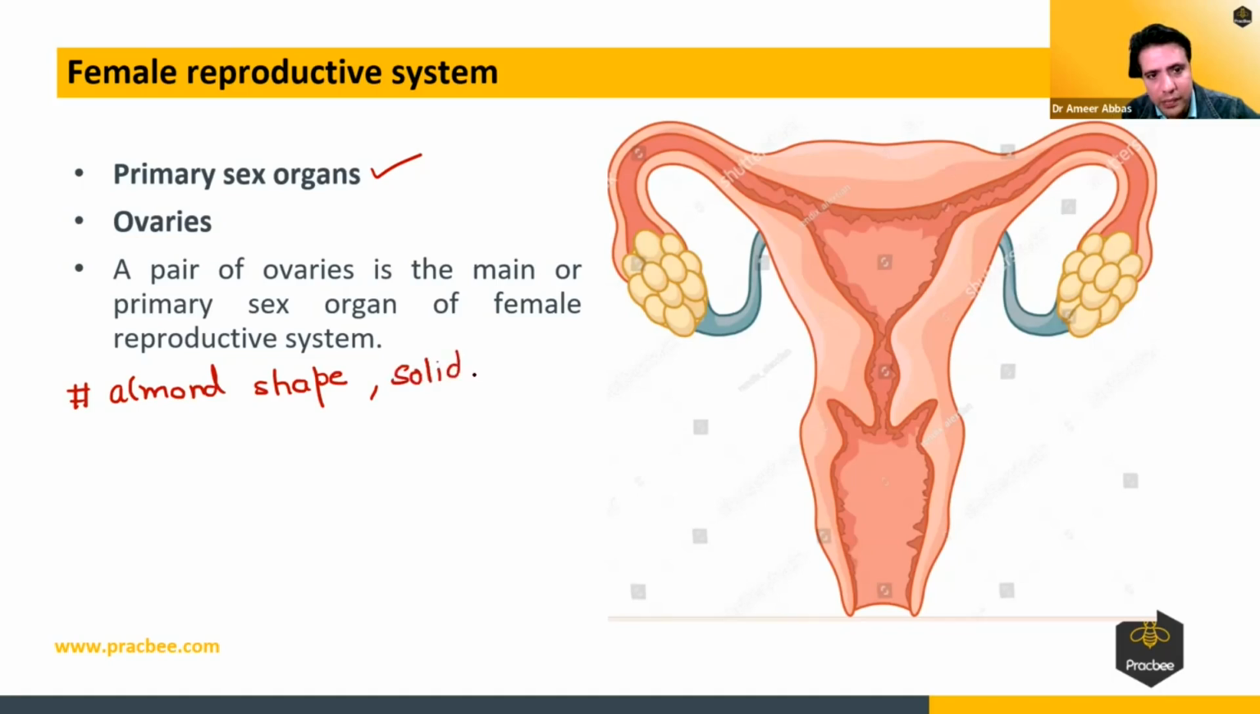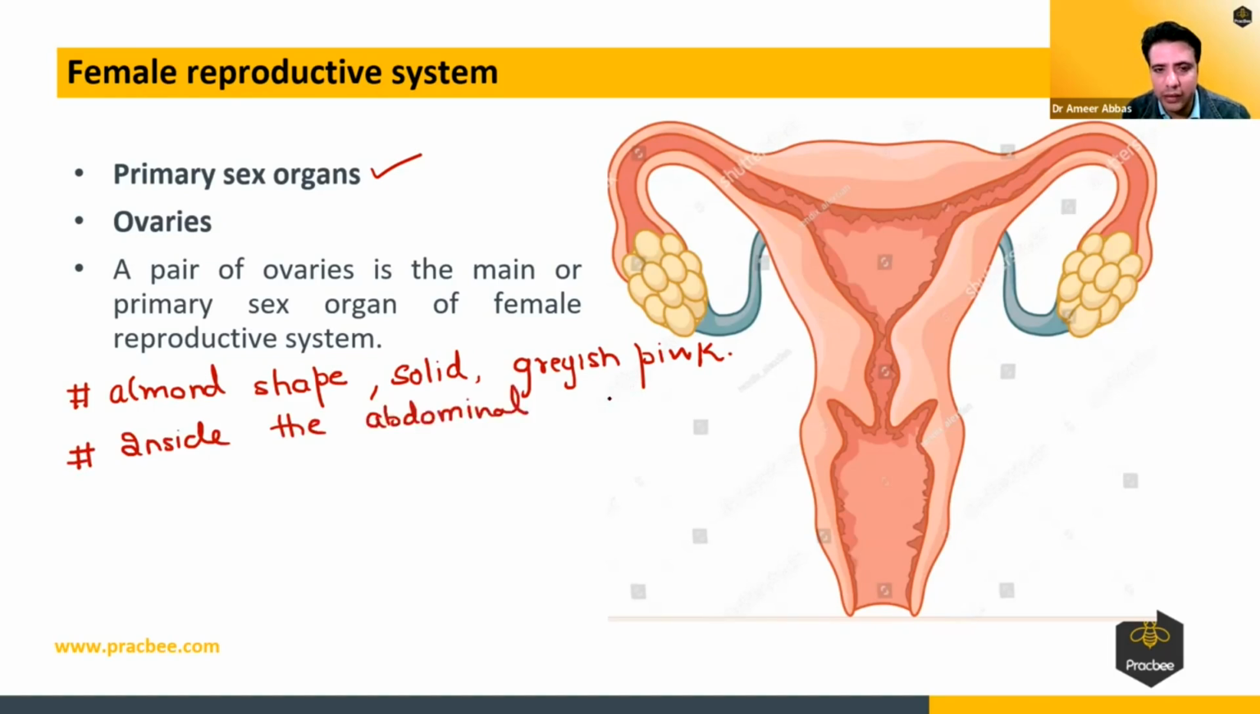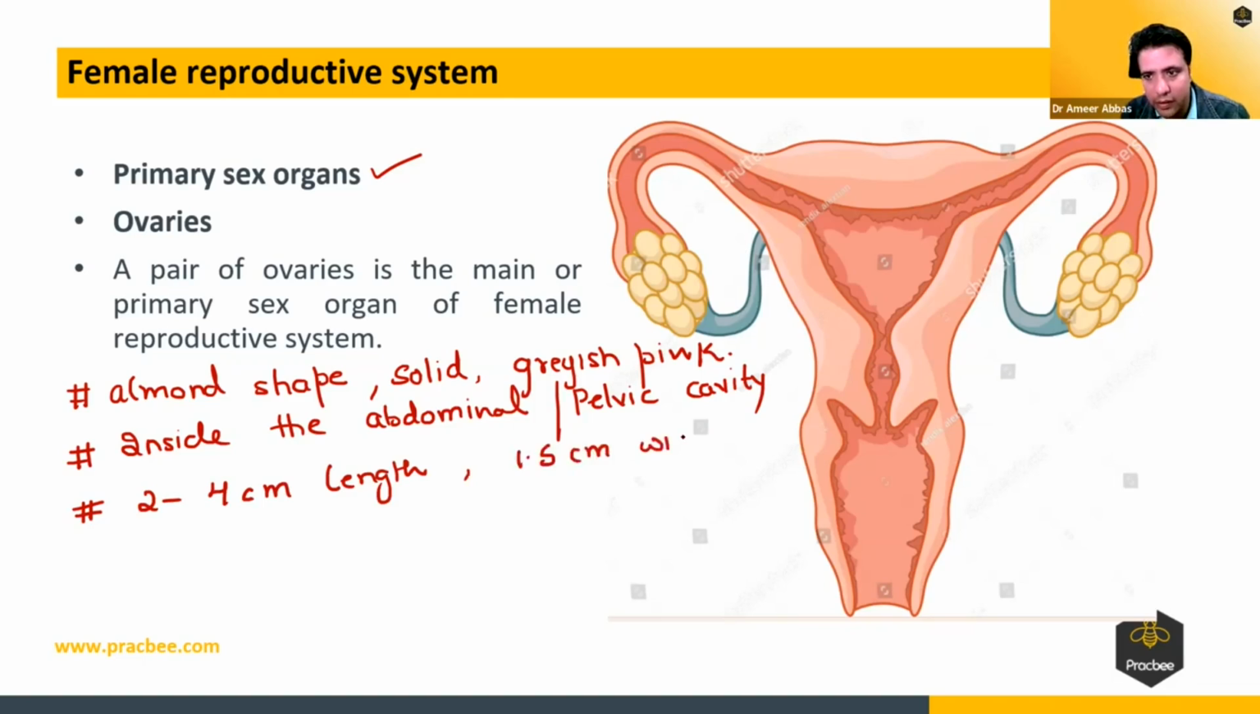It is solid. The color is grayish pink, and where is it located? Inside the abdominal cavity, or you can say in the pelvic cavity. What is the size of each ovary? 2 to 4 centimeter length, 1.5 centimeter width, and 1 centimeter thick.